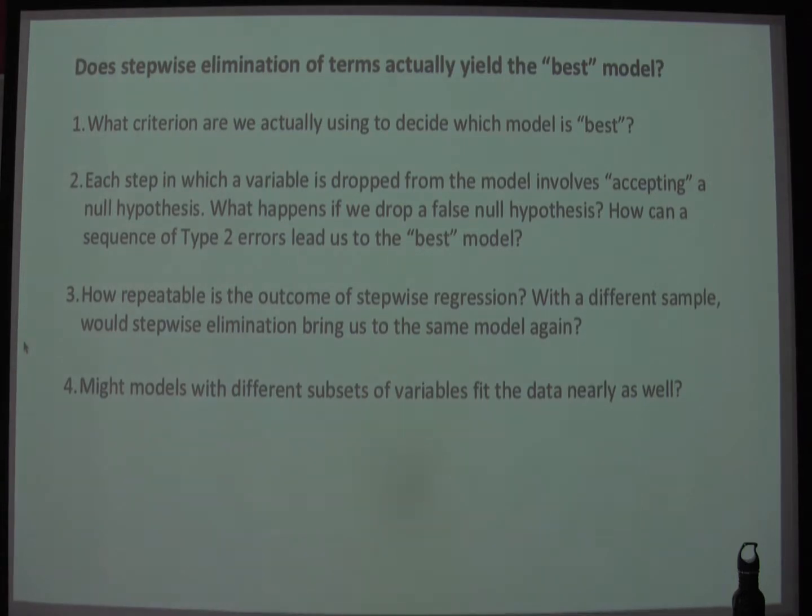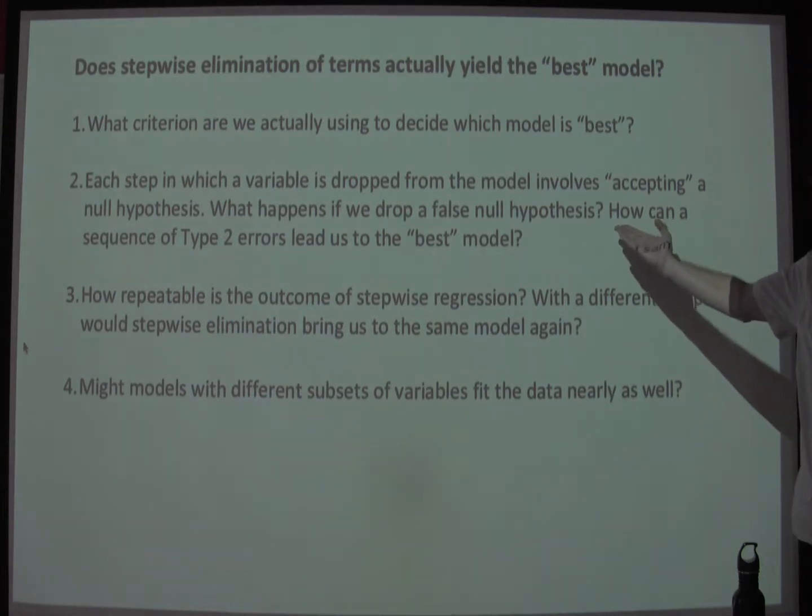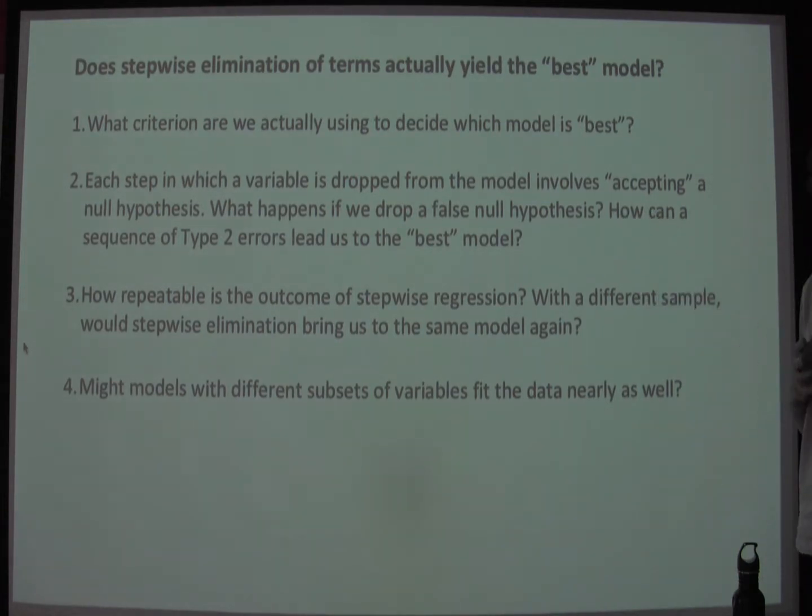In the stepwise elimination process, every time a variable is dropped, you accept the null hypothesis, as was pointed out. You assume that the slope of the coefficient beta is truly 0, which seems somewhat unlikely. And so what happens if we make a mistake? What if there's an error along the way where we accept the null hypothesis, but it's actually false?